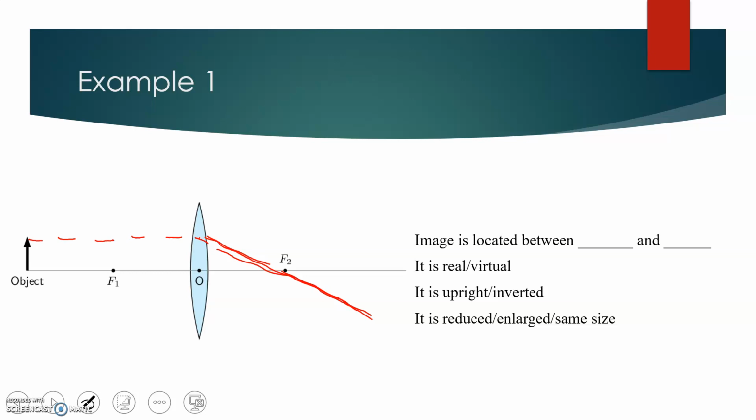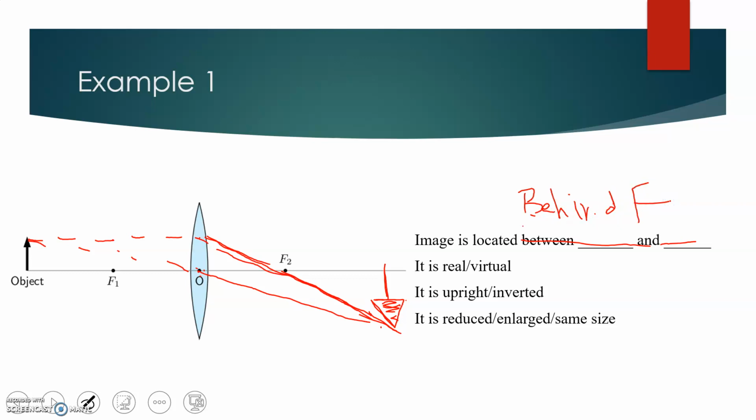And the second incident ray is going to be starting at the top of the object, and you're going to go through O. So once you get to O, you're going to keep going straight. And eventually these lines are going to connect over here, and that is what your image is going to look like. So it is located, it shouldn't say between, it's just going to be behind F. Or you could say to the right.